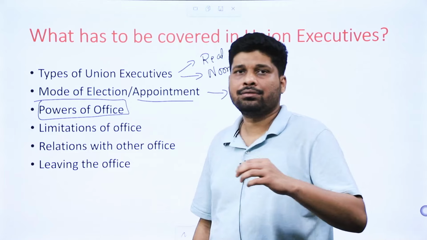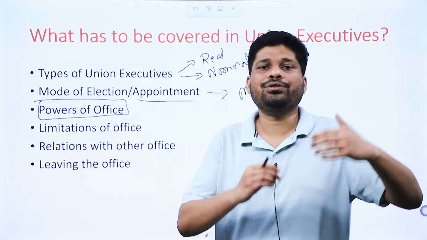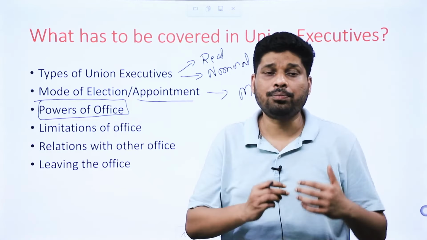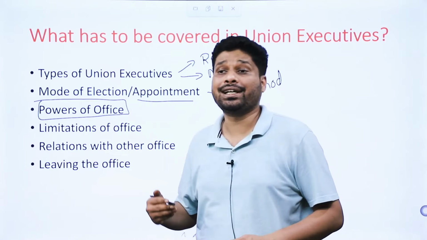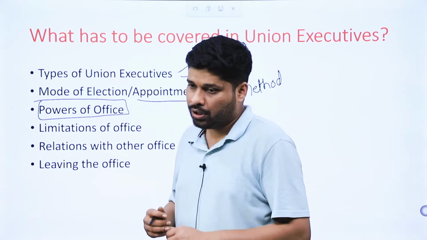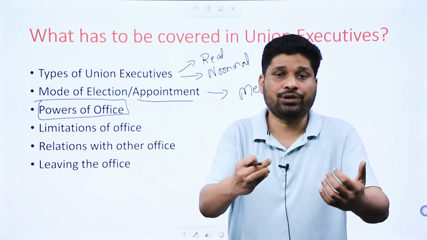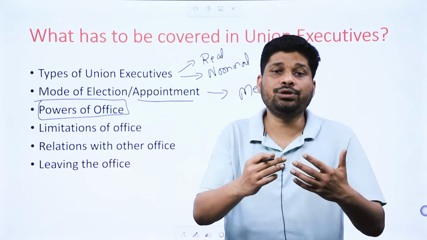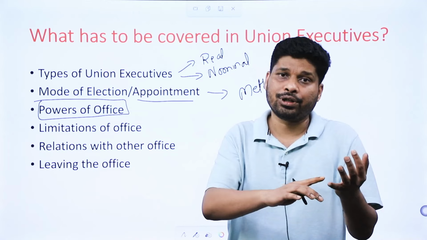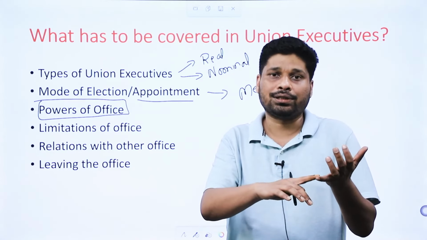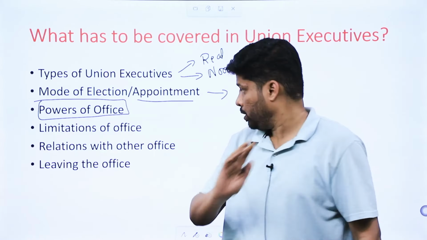Limitations of office. What a particular union executive cannot do. What powers cannot be exercised by a union executive? For example, the President of India cannot use absolute veto with respect to a money bill. So that is a limitation of his office. It also becomes very important. Powers are important, but UPSC also tends to ask you what a constitutional executive office cannot do.